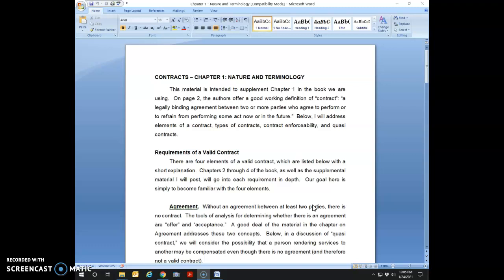To the extent I'm making references to the book in the postings, you obviously cannot be held responsible for anything in the book if you don't have the book. So what you are responsible for is the material about contract law in the posting, and anything I may say in addition to the posting in these, let's call them screenshot videos.